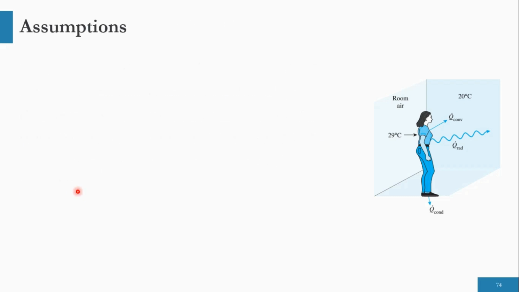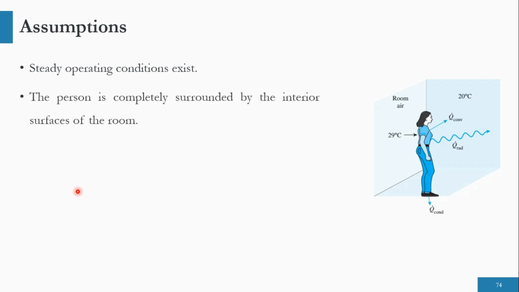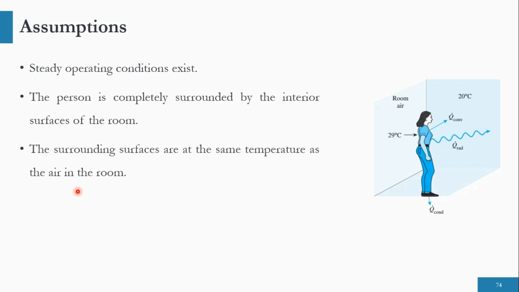Now going to the assumptions, again steady state operations, the person is completely surrounded by the interior surfaces of the room. The surrounding surfaces are at the same temperature as the air in the room, so there is no temperature change, or you can say the system is at uniform temperature as we have seen. And the heat conduction to the floor through the feet is negligible. So we are not assuming any conduction heat transfer here. We are just focusing on the convection heat transfer, which is a bulk motion, and the radiation heat transfer, which is thermal radiation in the system.